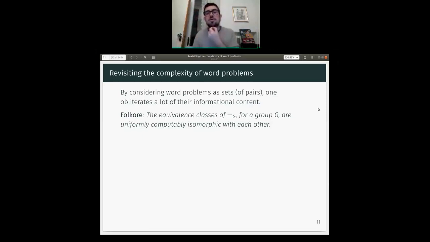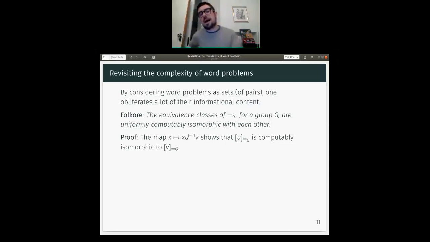Now, these problems are computably isomorphic, and in fact, both of them are computably isomorphic to the problem of asking equivalence to the identity. So in a group, the equivalence classes of the equality in the group are all uniformly computably isomorphic with each other. To see that, it's enough to take this map, which for any single word X maps it to X times the inverse of U times V. It's really immediate to check that the image through this map of X falls in the class of V if and only if X is in the class of U, that is, if and only if X is equivalent to U.